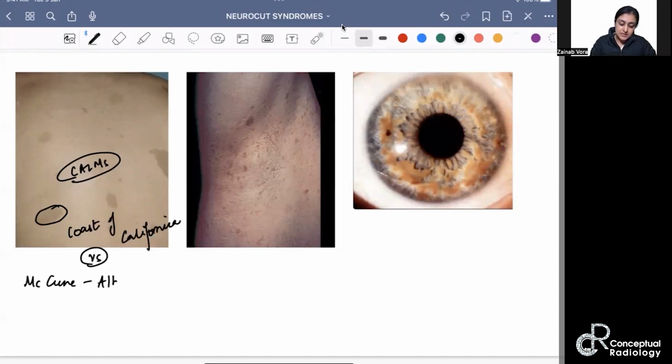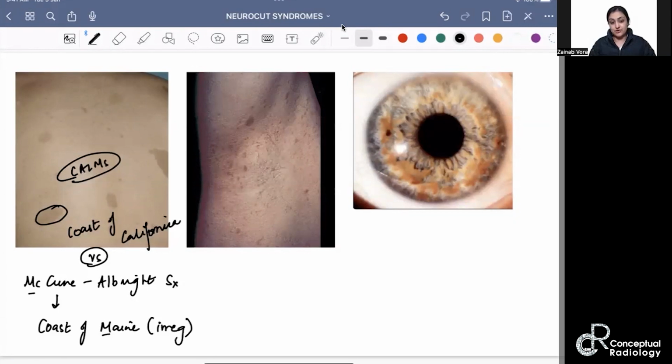So this is a syndrome where you have polyostotic fibrous dysplasia and you have precocious puberty. Here as well, you have café-au-lait macules, but they have irregular margins, which is likened to the coast of Maine. So M for M. And this is supposed to be these lesions with irregular margins, right? So this is about café-au-lait macules. This freckling that you see, this is the axillary freckling or the Crowe sign. And these are your Lisch nodules, right?